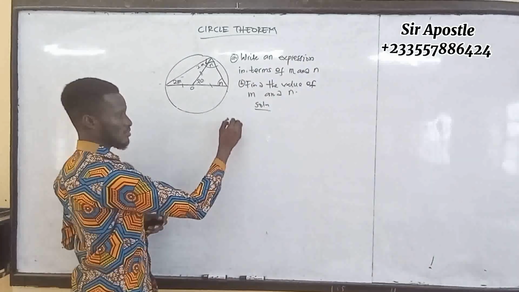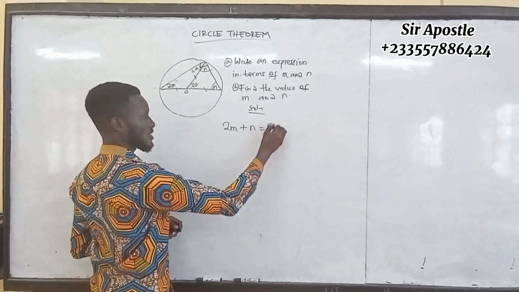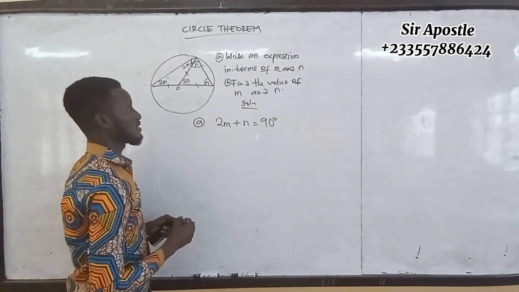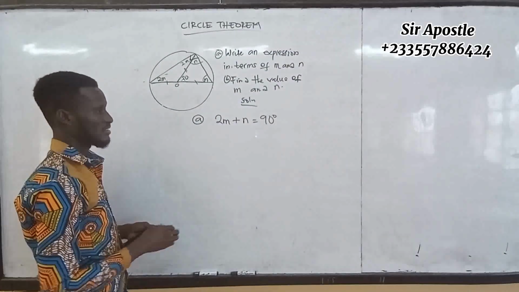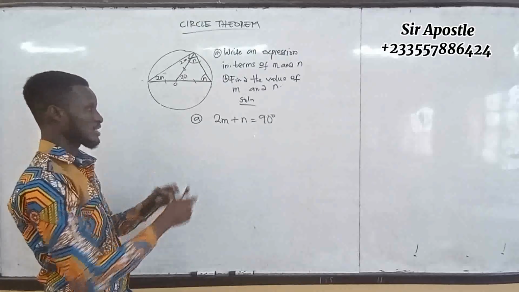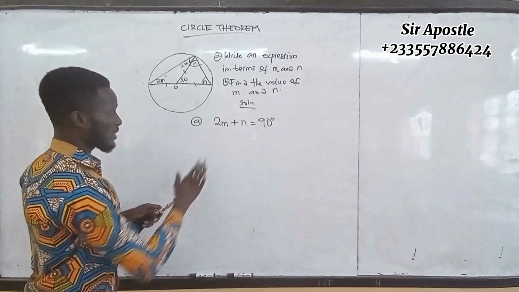So I'm going to write this simple. I'm just going to write 2m plus n supposed to give us 90 degrees. And this one is the relationship between m and n. We can choose to make any of them the subject, but it doesn't mean that we can continue. We can leave it there.